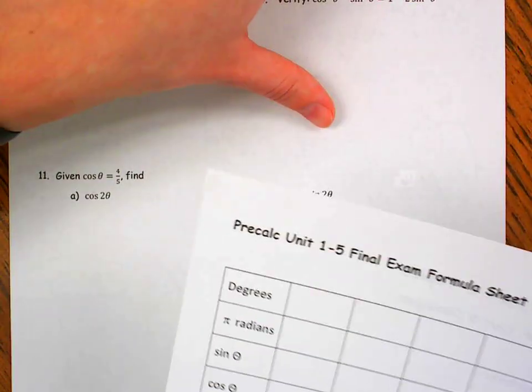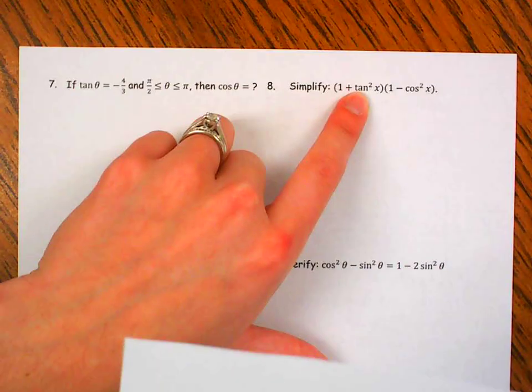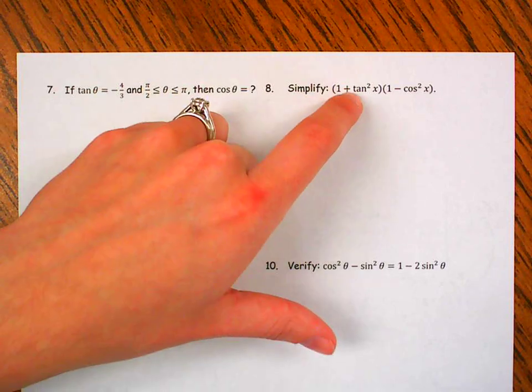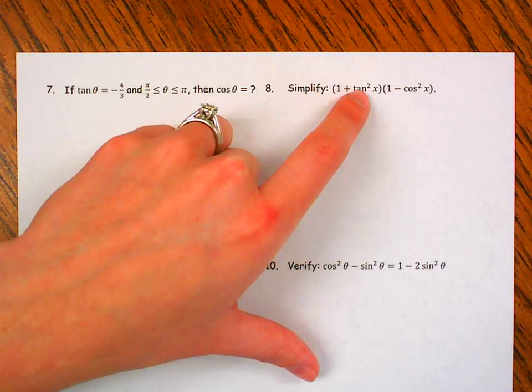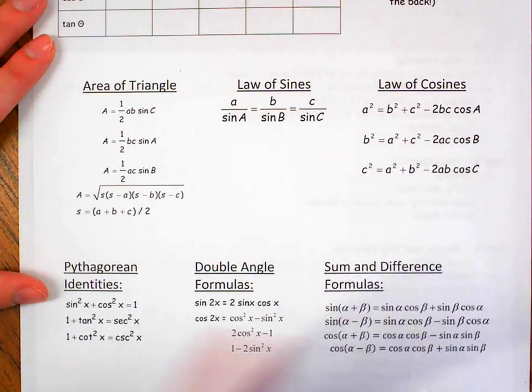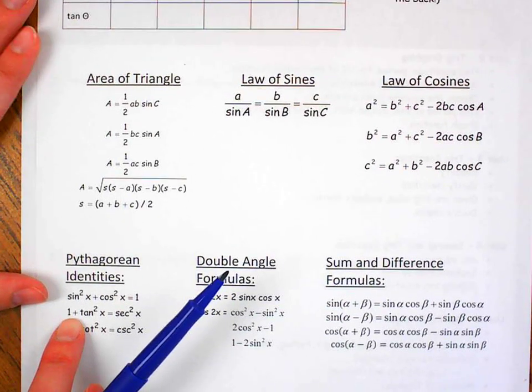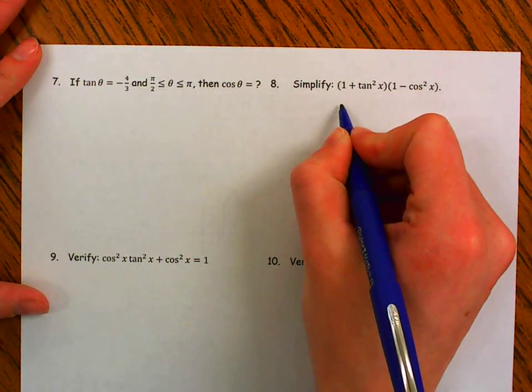So if we look on our sheet, notice this is a 1 plus tangent. Oopsies, it's all the way up here. A 1 plus tangent squared. That reminds me of Pythagorean identities because of this squared. So I'm going to go on here and look, and I notice that I do see 1 plus tan squared, and it has a value of secant squared. So the first thing I'm always going to try to do is look for my Pythagorean identities.